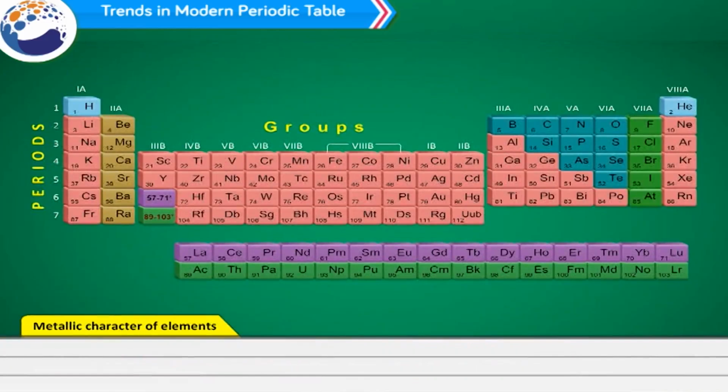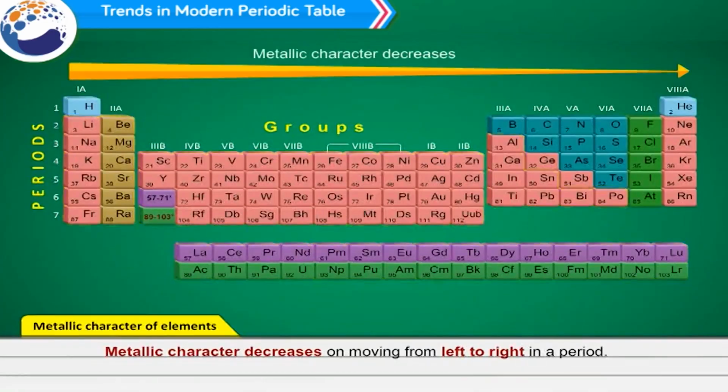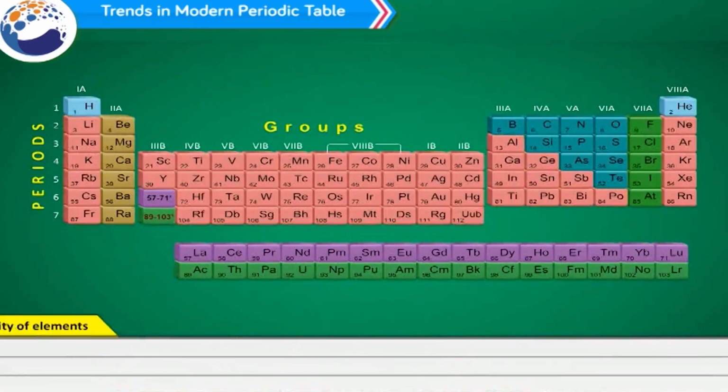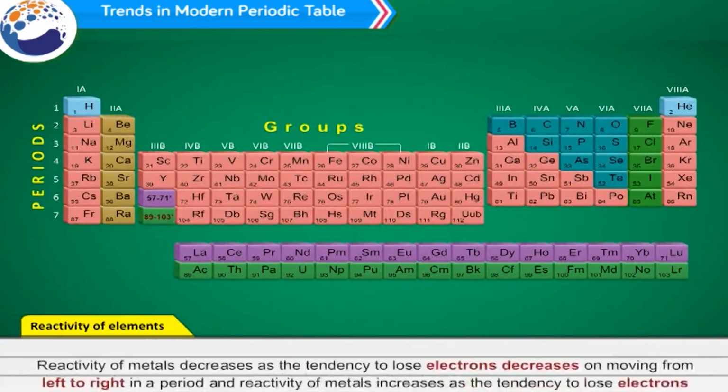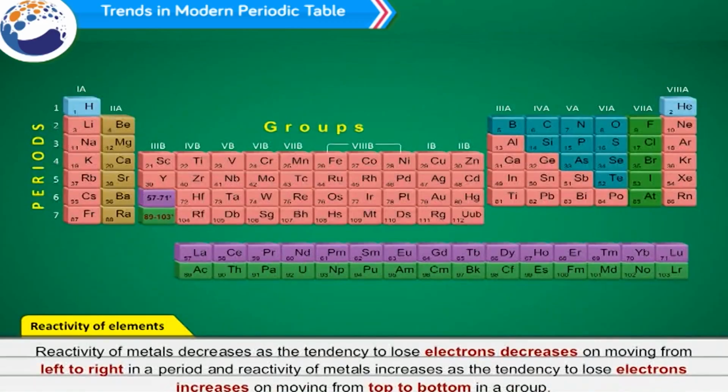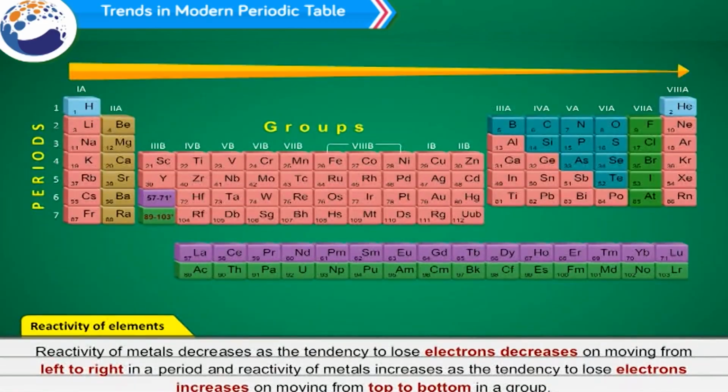Number 4, metallic character of elements. Metallic character decreases on moving from left to right in a period. Number 5, reactivity of elements. Reactivity of metals decreases as the tendency to lose electrons decreases on moving from left to right in a period, and reactivity of metals increases as the tendency to lose electrons increases on moving from top to bottom in a group.